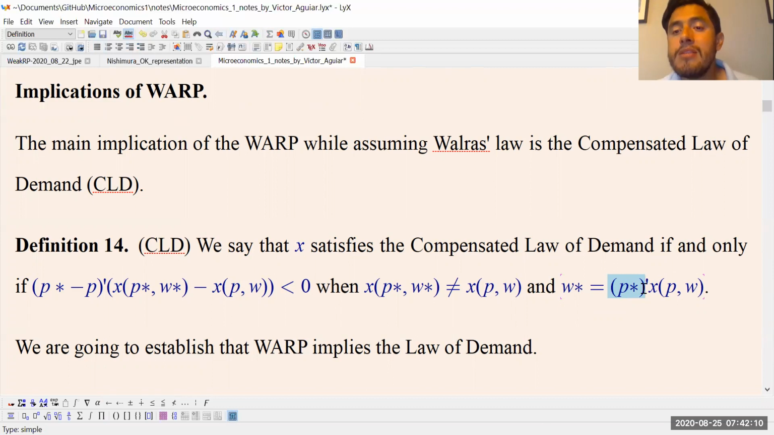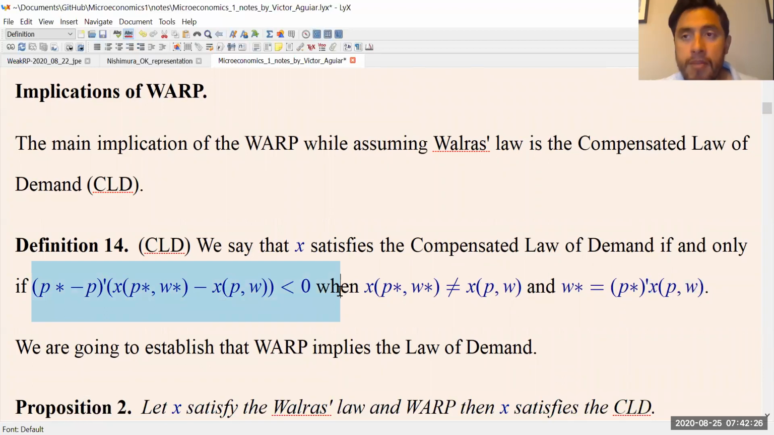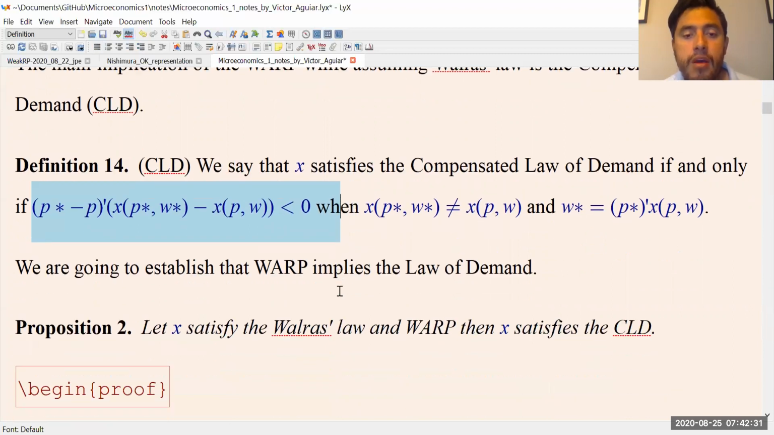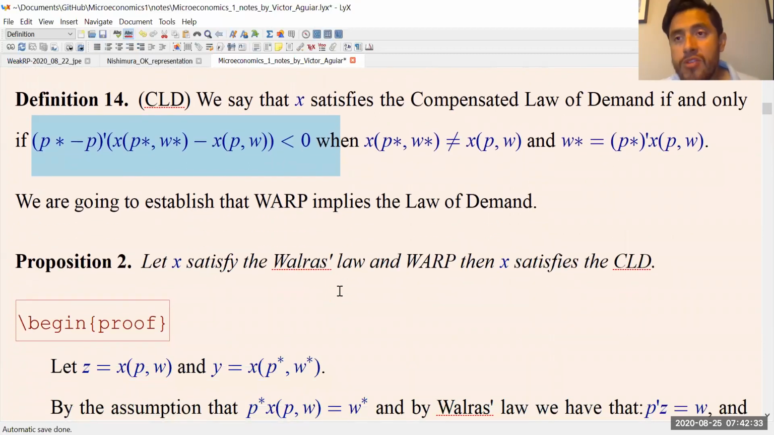So what it means is that at the new price and income situation, p star and w star, the original commodity bundle is still affordable. So only when that happens, when that Slutsky compensation is done, then this inequality holds. So the law of demand here only holds for compensated pairs of prices and income. Now how does this relate to the Slutsky matrix?